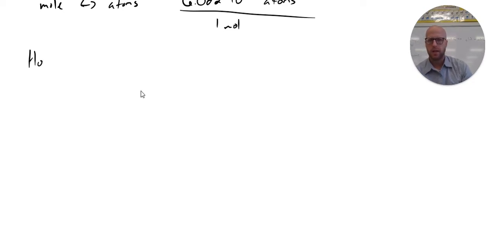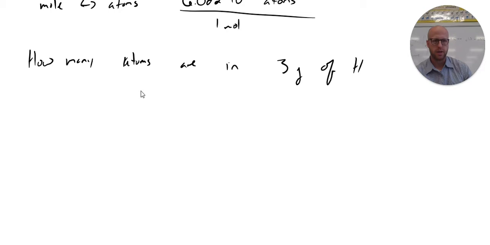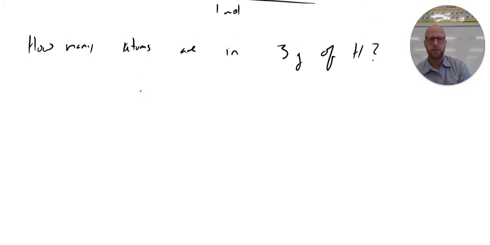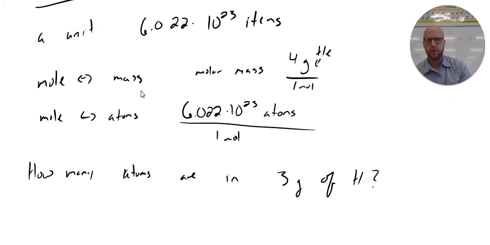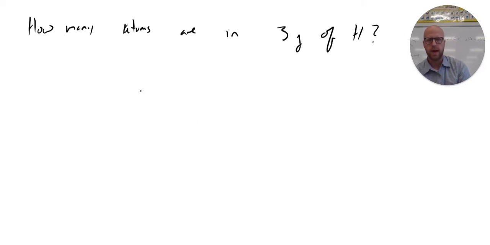So how many atoms are in 3 moles? Oh, sorry, 3 grams of hydrogen. All right, so first, we can't go straight from grams to atoms, right? We can only go from grams or mass to moles, and then we can go from moles to atoms. So that's going to be our path.